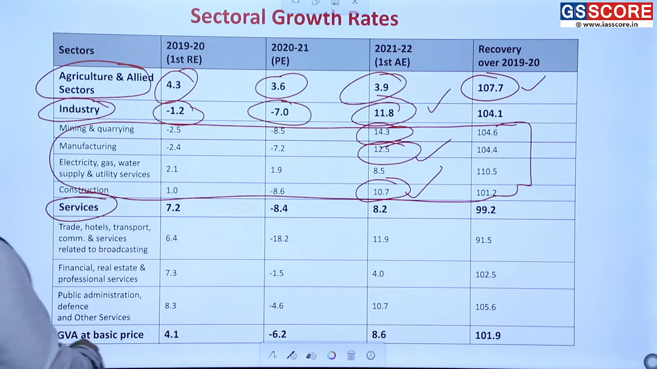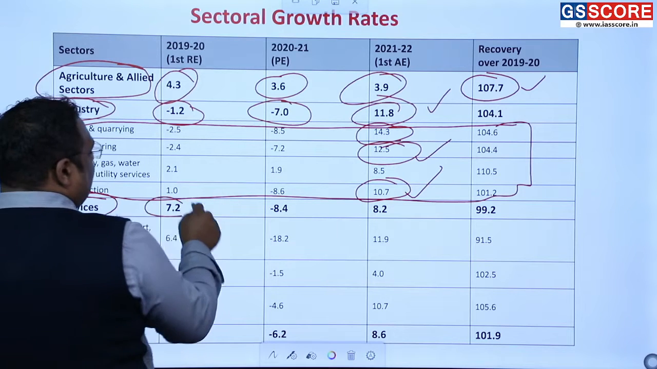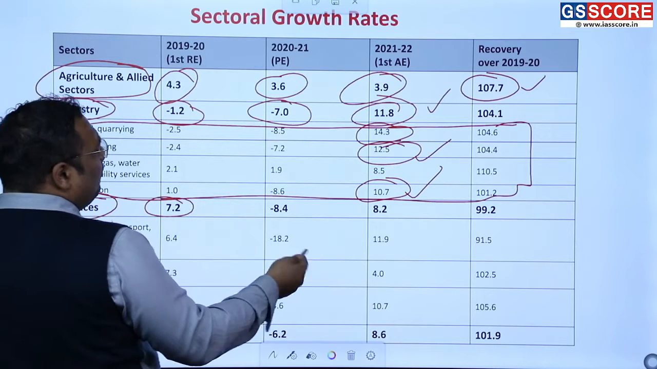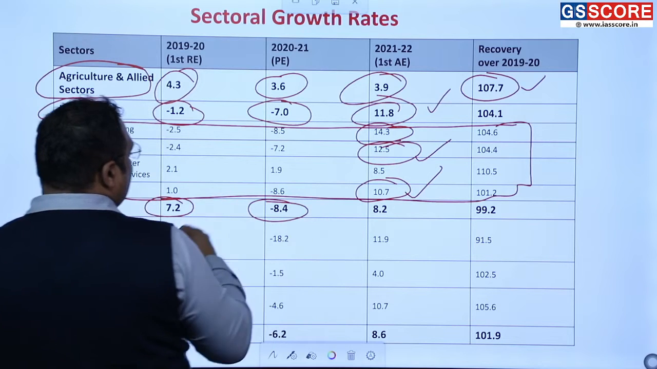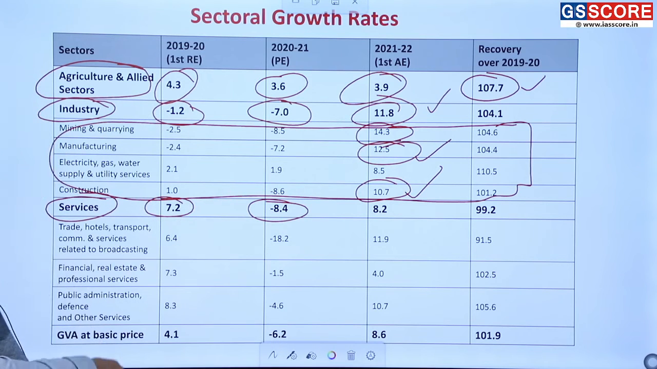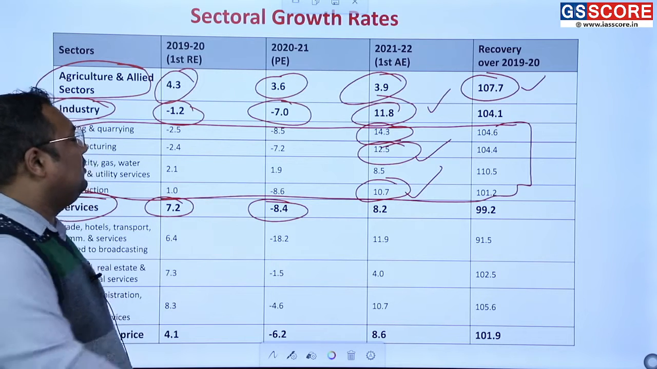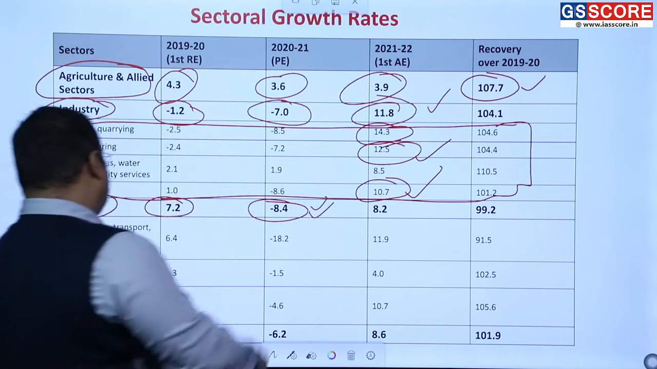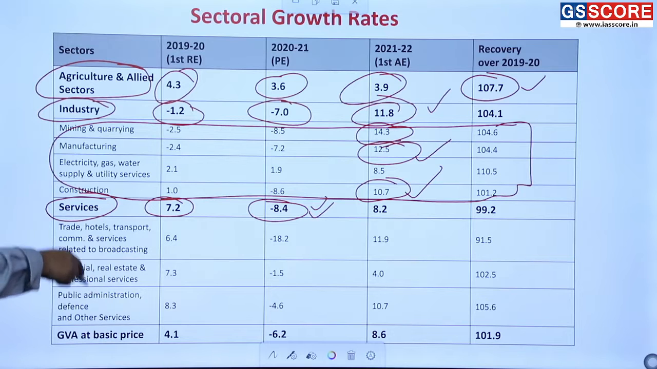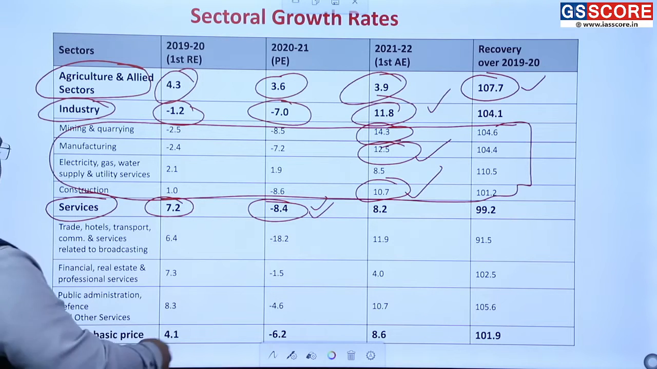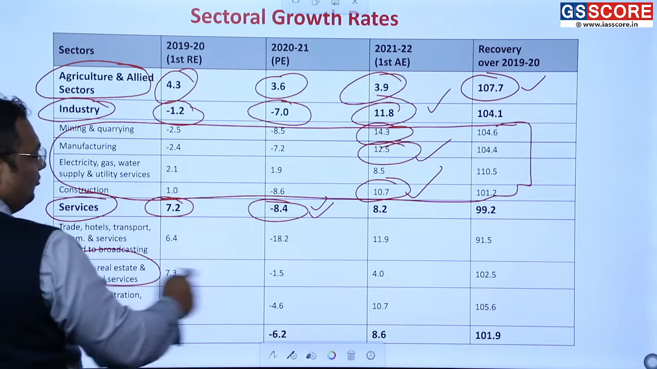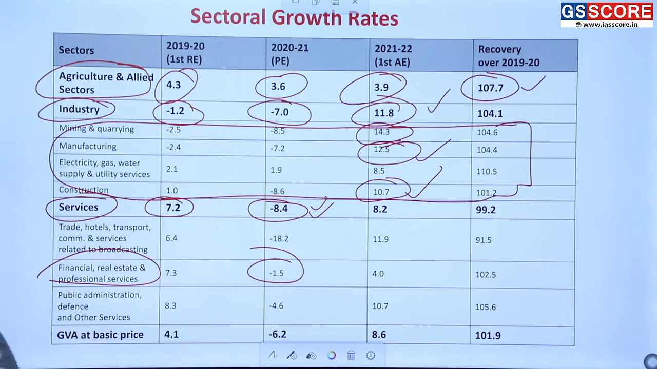And then services. Services were doing well, have always been doing well in India. India has a natural edge in services. But because of COVID, it was services which was affected worse. And the reason we can see here, where in services we had a decline. In financial services, hardly any decline, 1.5%. So finance, IT, etc. were not that badly affected.